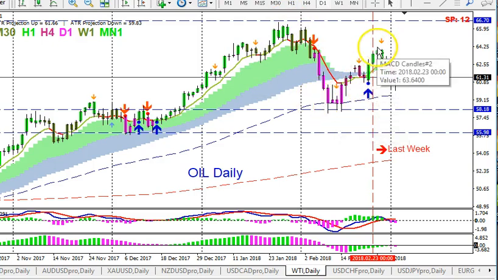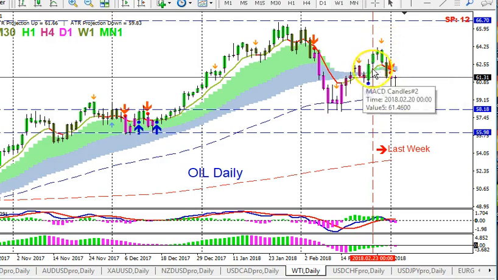It was rejected by the sellers. Price came down. We're currently below the 8. You can see that right here. The 8 is the speed line. We only have blue. There's no green. Like here, there's no pink. So again, this is called a momentum squeeze.